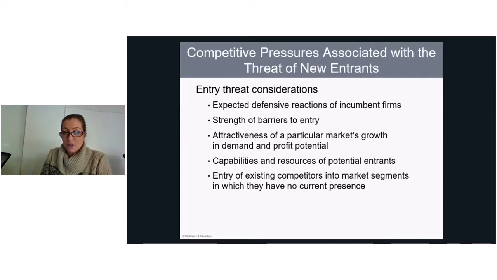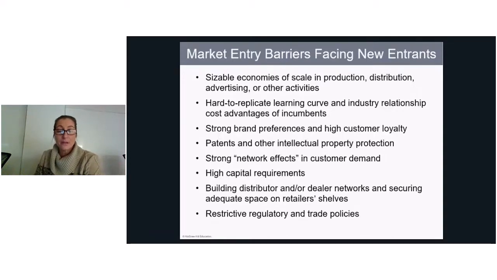This is what a new entrant may need to consider. As well, what capabilities and resources are the potential entrants bringing to this battleground? Existing competitors in the market space, what sort of competitive pressure are they facing? Do you want to take that on or not?